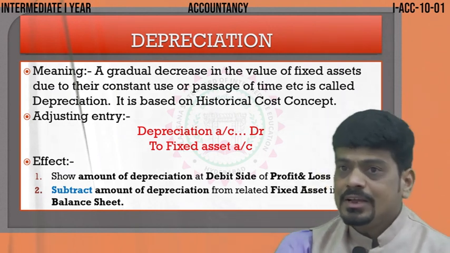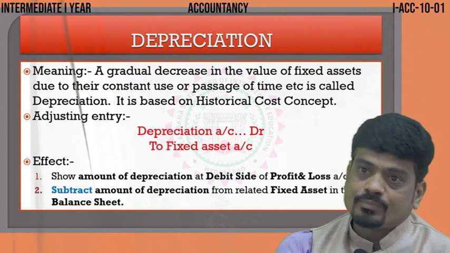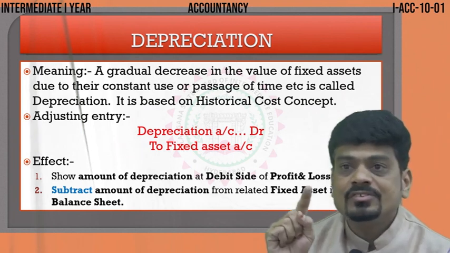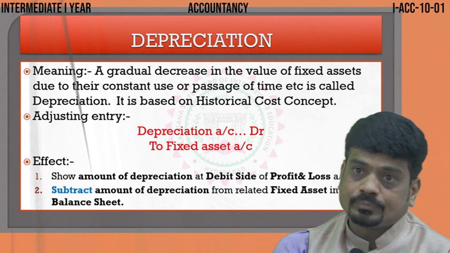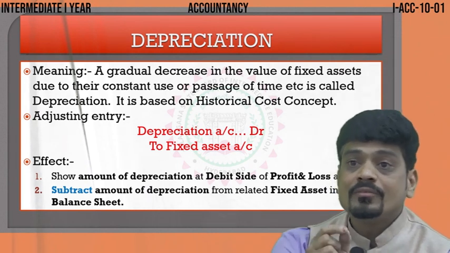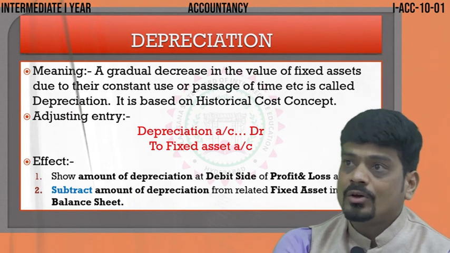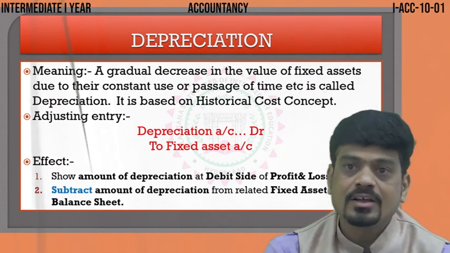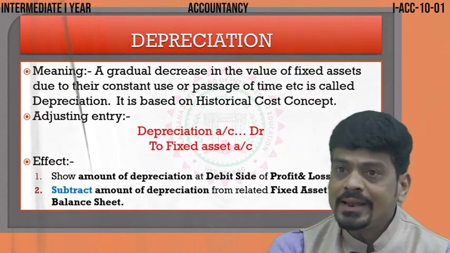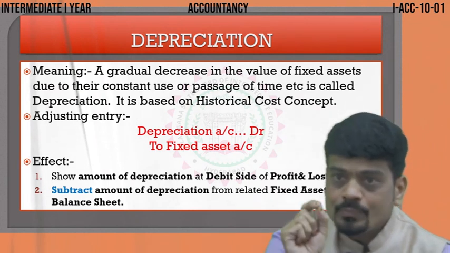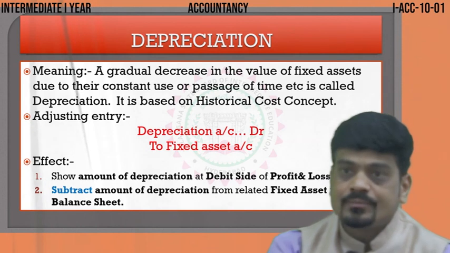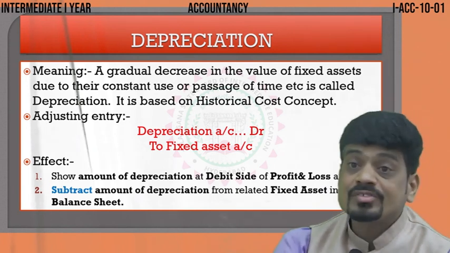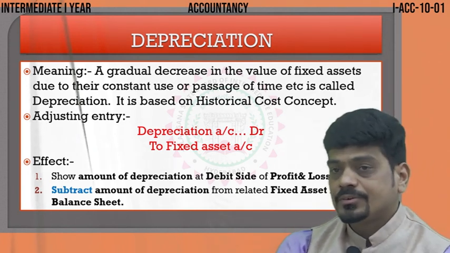What is the adjusting entry? Depreciation account debit to fixed asset. For example, if I am going to depreciate machinery, then I write the entry: depreciation account debit to machinery account. First effect, where will it show? It will show on the debit side of the profit and loss account, the amount of depreciation. They will tell you 10%, 20%, 5%, and we have to calculate it. How to calculate? Asset value into rate divided by 100. I'll show you in the problem when I teach the calculation part. Then we have to subtract it from the asset in the balance sheet.